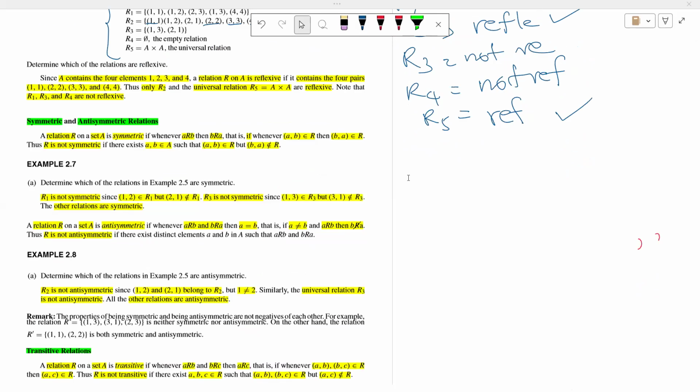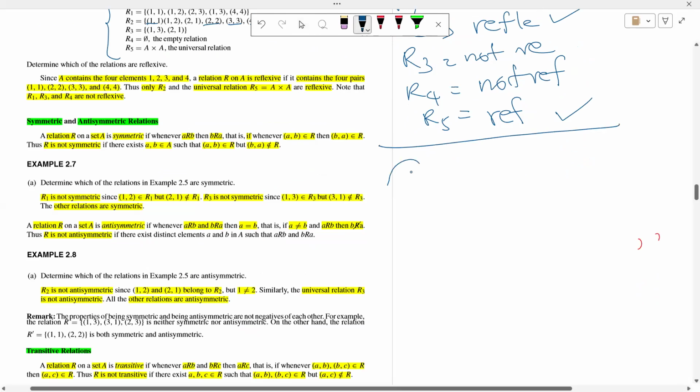Okay. Now if we look at another type. The first type is reflexive. The second type is symmetric. Do you know what symmetric means? If you have a circle and it is symmetric, you can divide it into equal parts. That is what we call symmetric. Symmetric means dividing into equal parts.